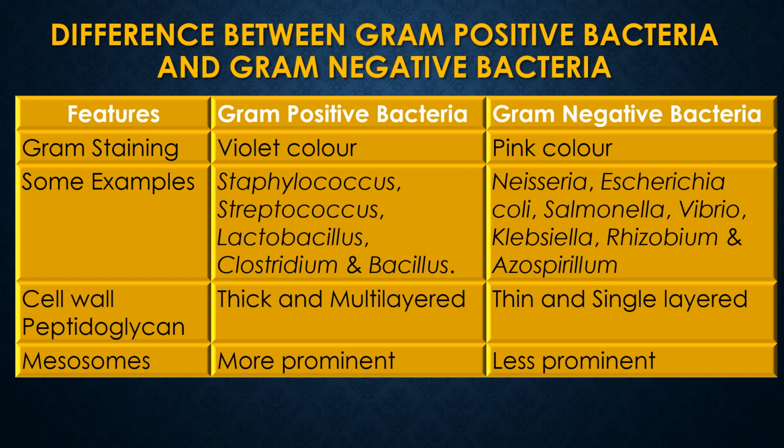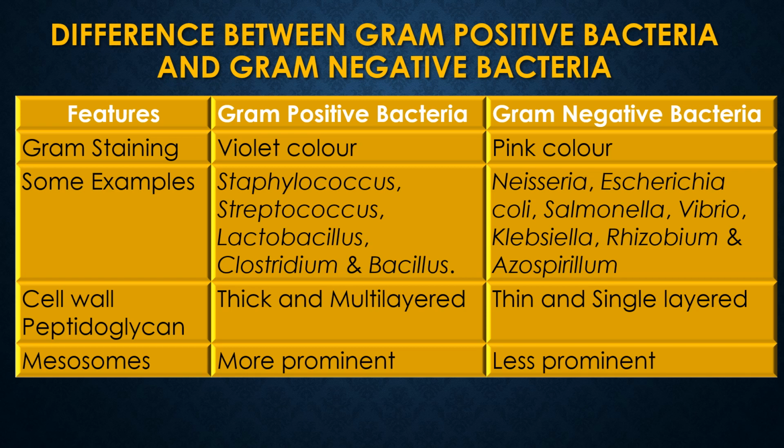Some examples of gram-positive bacteria are Staphylococcus species, Streptococcus species, Lactobacillus species, Clostridium species and Bacillus species. And some examples of gram-negative bacteria are Neisseria species, Escherichia coli, Salmonella species, Vibrio species, Klebsiella species, Rhizobium species and Azospirillum species.